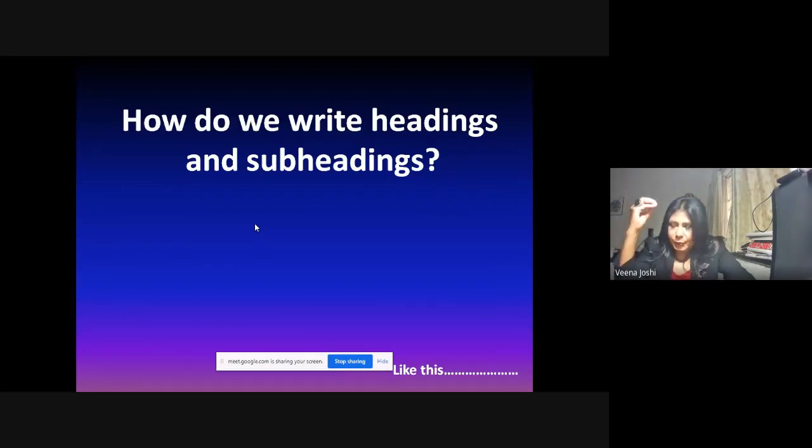Chapter number 2. 2.1 Introduction to Study Area. Okay. 2.2 Climate. Climate में मैं 4-5 heading लिखने वाली हूँ. 2.2.1 Temperature. 2.2.2 Rainfall. 2.2.3 Relative humidity. Then next point 2.3 Natural vegetation. यानी कि how do we write heading and subheading? This is also very, very important.